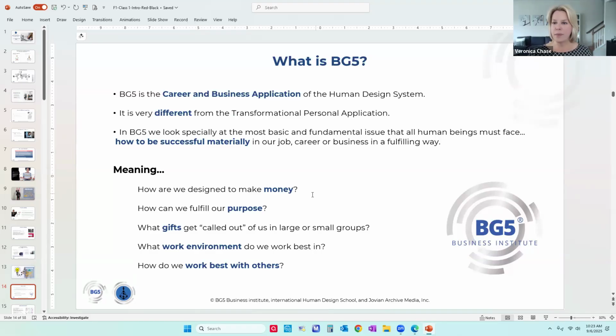How are you designed to make money? How do you fulfill your purpose? What gifts get called out of you? What work environment is best for you? How are you here to work with others? And knowing these themes for yourself and really beginning to piece that together for yourself and then actually using it and living it, that is, to me, the key of how all of those things come together.